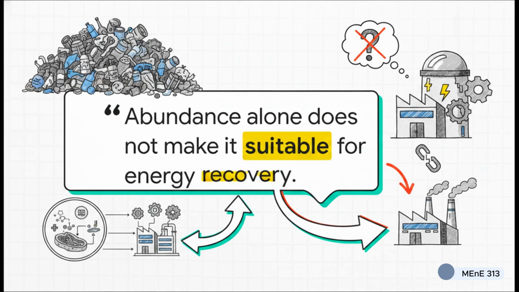And that brings us to this absolutely crucial quote from our source material. "A waste stream may appear useful because it is abundant, but abundance alone does not make it suitable for energy recovery." This perfectly highlights the wrong way to design a plant, picking some shiny new technology first, versus the right way. The right way is letting the actual anatomy of the waste dictate the technology. Trying to do it backward, that is exactly how you end up with a stranded, useless asset.